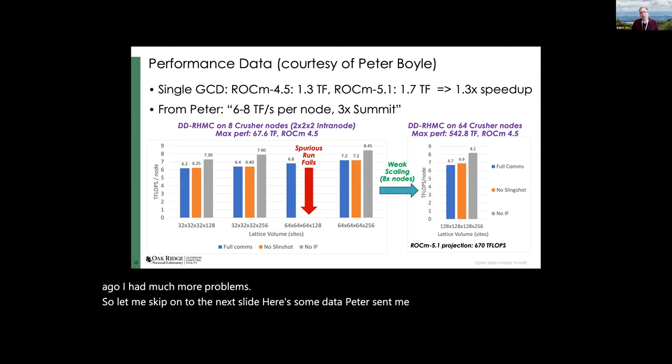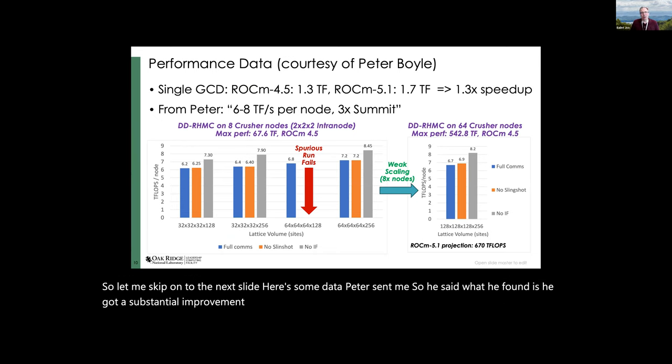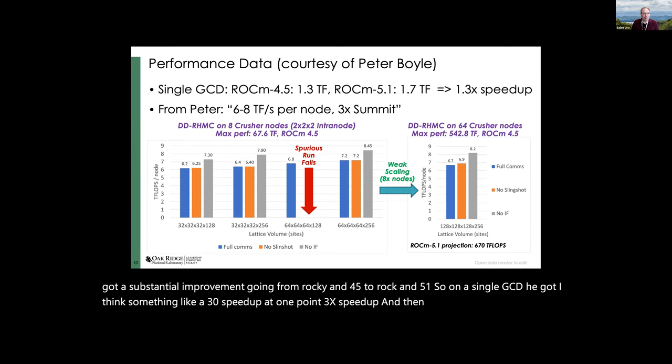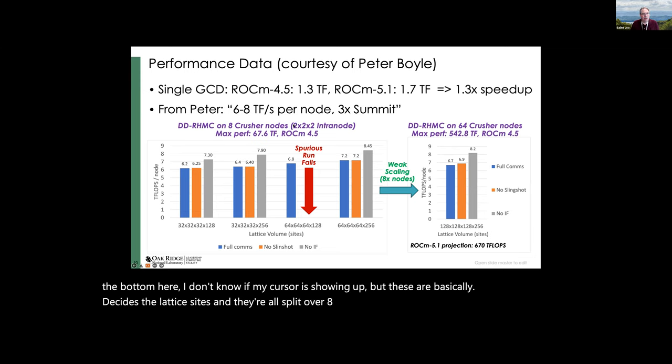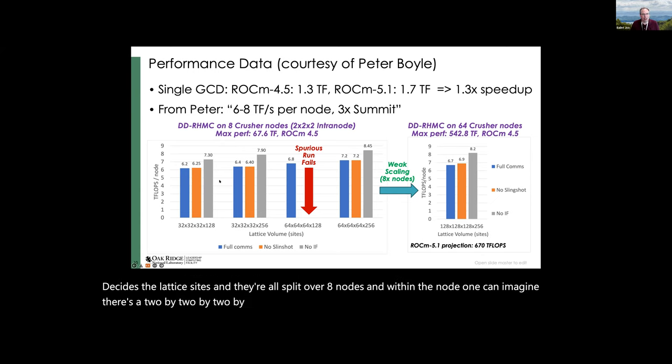So he said what he found is he got a substantial improvement going from ROCm 4.5 to ROCm 5.1. On a single GCD, he got something like a 30% speedup, a 1.3x speedup. And then the two plots you have at the bottom here, I don't know if my cursor is showing up, these are basically the lattice sizes, and they're all split over 8 nodes. And within the node, one can imagine there's a 2x2x2x1 grid.